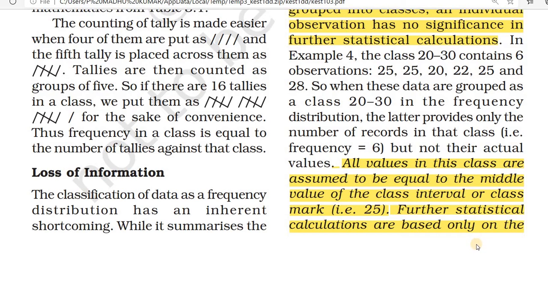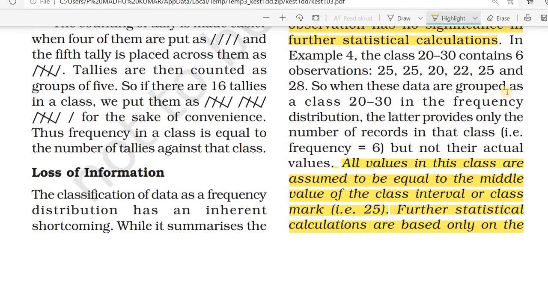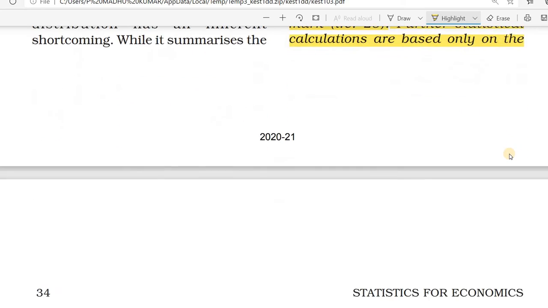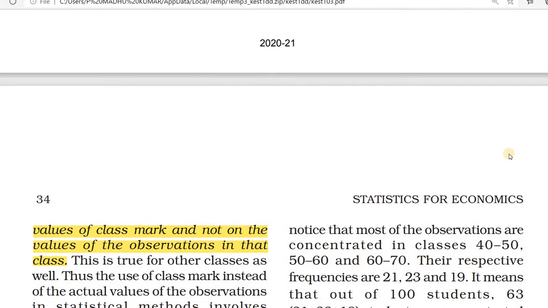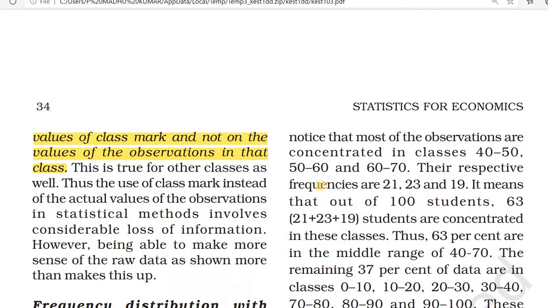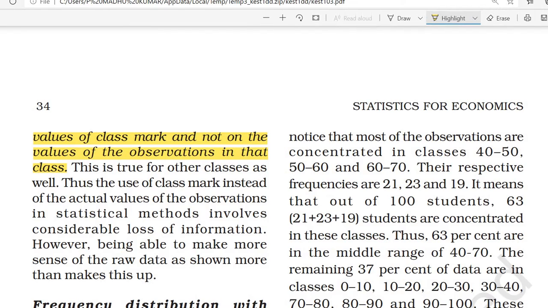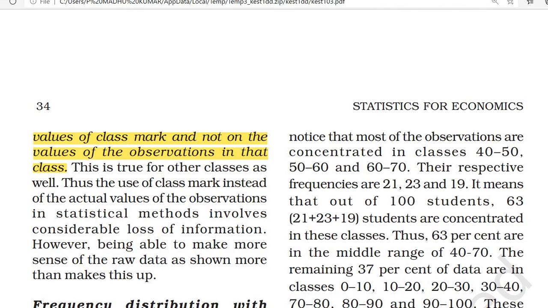We will select the mid value, which we studied earlier. Between 20 and 30 we will select the mid value as 25. For further statistical calculations, we will take the values of the class mark and not the values of the observations in that class. This is true for the other classes as well. For all these classes we are taking the mid value as the observation.